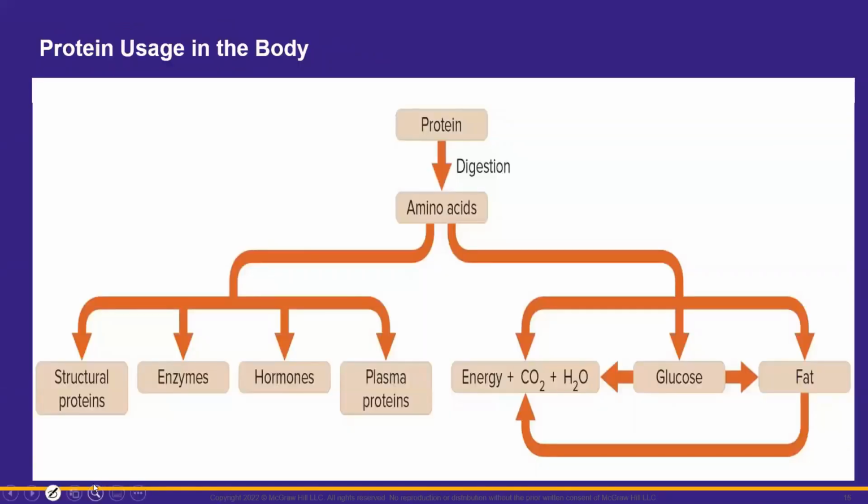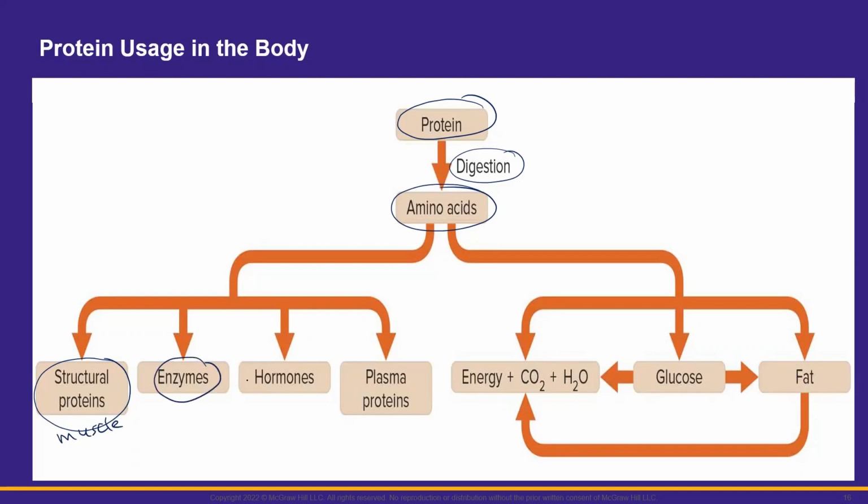So this is the schematic of proteins in our body. Protein in our diet will be digested and produce amino acids, and these amino acids can go different ways. They become building blocks of structural proteins like muscle, for example. Myosin and actin are actually proteins. Enzymes, all enzymes are actually proteins.